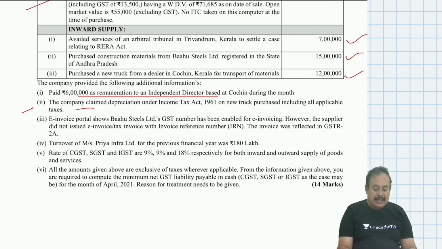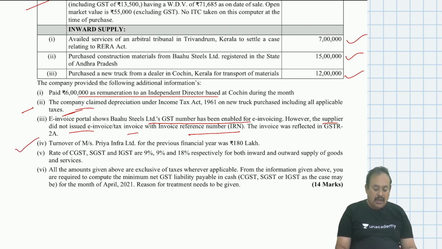2. The company claimed depreciation under the Income Tax Act 1961 on the new truck purchase, including all applicable taxes. 3. The e-invoice portal shows Wahoo Steel Limited's GST number has been enabled for e-invoicing. However, the supplier did not issue an e-invoice or tax invoice with an invoice reference number. The invoice was reflected in the GSTR 2A.